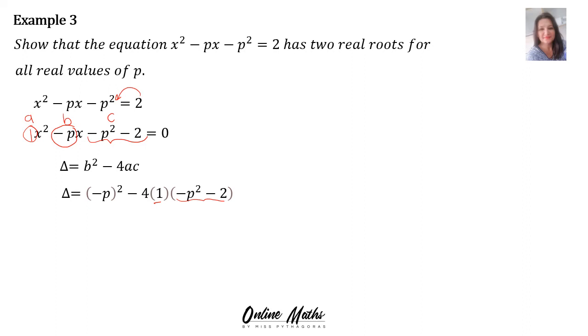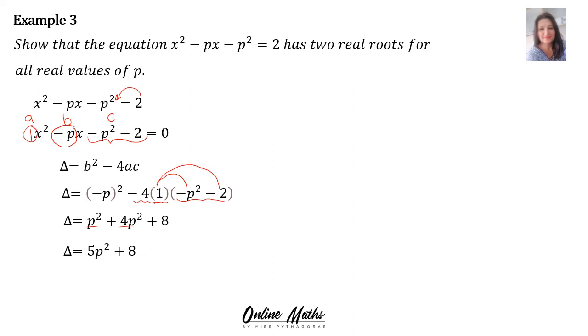Now I will work out the little sum there. Negative b squared becomes b squared, and then negative 4 times 1 is negative 4, times negative b squared becomes plus 4b squared, and negative 4 times negative 2 becomes plus 8. And in the next step, b squared plus 4b squared is 5b squared plus 8.